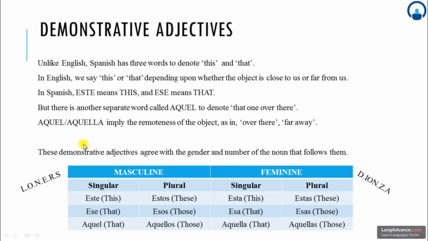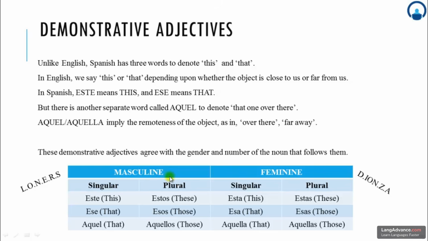So we'll learn that first for the masculine and then for the feminine. Masculine, if we remember the rule, loners, L-O-N-E-R-S, the words ending in these letters are masculine for most of the cases.